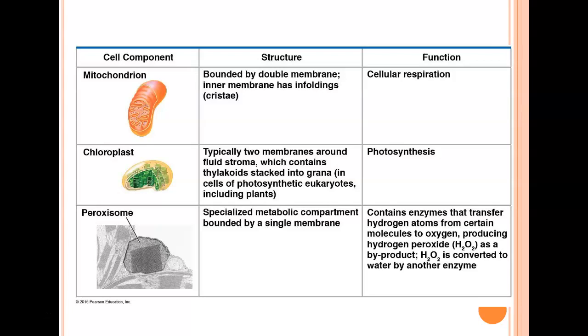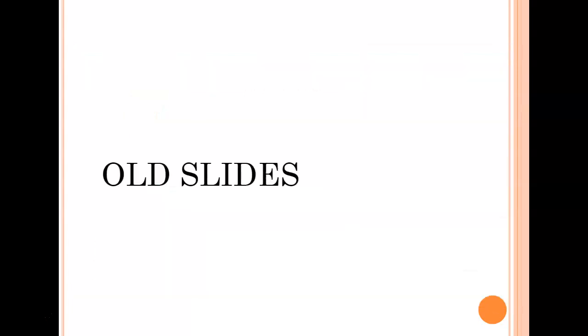The peroxisome contains peroxide, and its job is to act as another metabolic component, but it only has a singular membrane. So that's it. That's the end of this presentation.